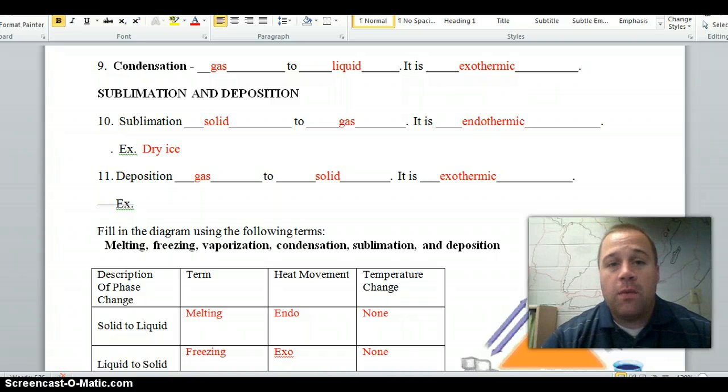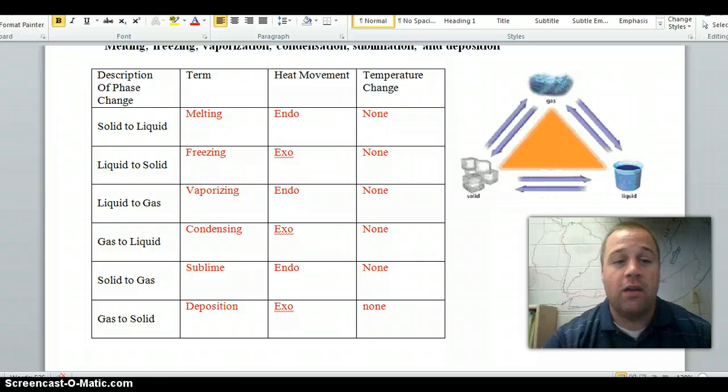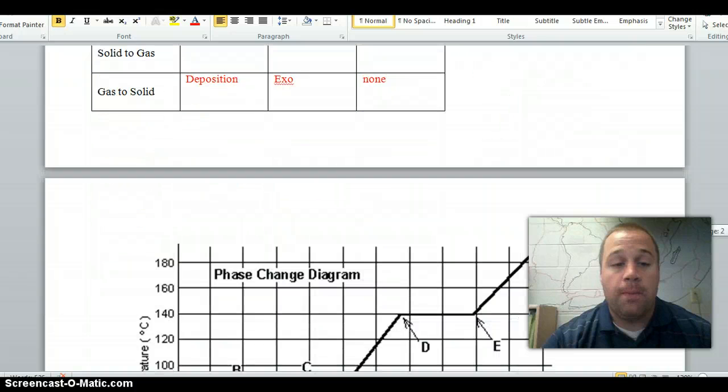Deposition is the opposite, going from a gas to a solid. It's exothermic. We're really not going to worry about an example of that because it usually takes place at low temperatures and low pressures that we really don't need to worry about. Here's just in chart form everything that you need to know here. All the terms, endo or exothermic, so whether it's gaining heat or losing heat, and then notice in the temperature change column, it's none all the way through.